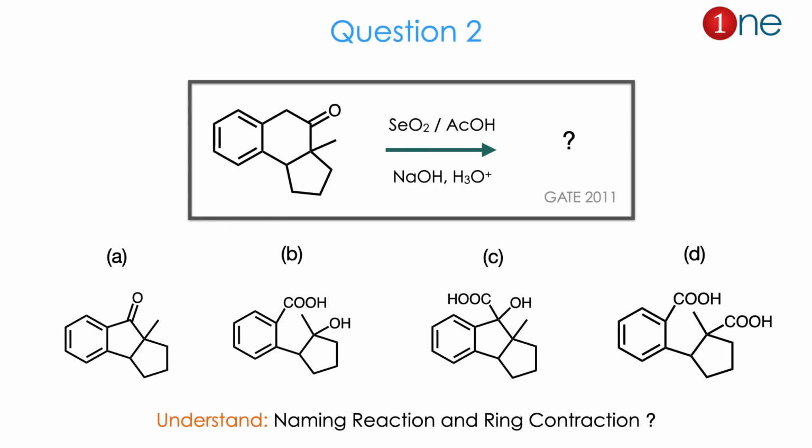Then question number 2. The starting material is a fused system with a 6-member ring, a benzene ring and a 5-member ring. You have a ketone and methyl there. You are using selenium dioxide and acetic acid. Then you are using base hydrolysis. They ask you to find the product.